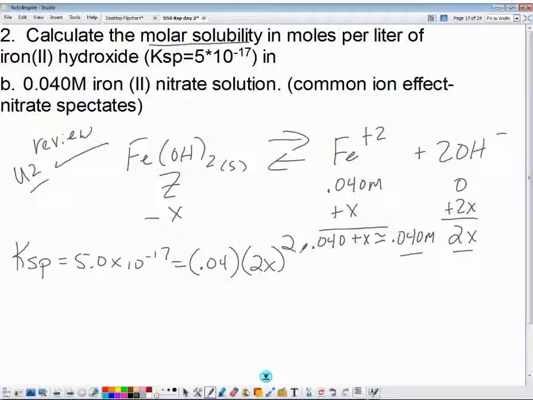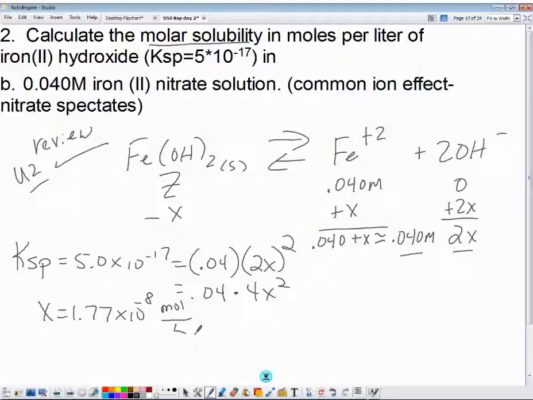Okay, the math becomes 0.04 times 4x squared. When you get finished doing all the math, x comes out to be 1.77 times 10 to the minus 8 moles per liter. Austin, how would I make that grams? Times it by the molar mass, and it would turn my molar solubility into a gram per liter solubility.